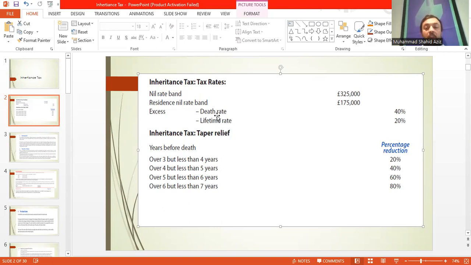And the inheritance tax rate is 40%, and if there is any lifetime transfer, that is 20%. And there is temporary relief as well. If the person who has given a gift dies after 7 years, then there is no tax that the person has to pay. But if the person dies before 3 years, there is no reduction in inheritance tax. So these are the different bands we will go through.